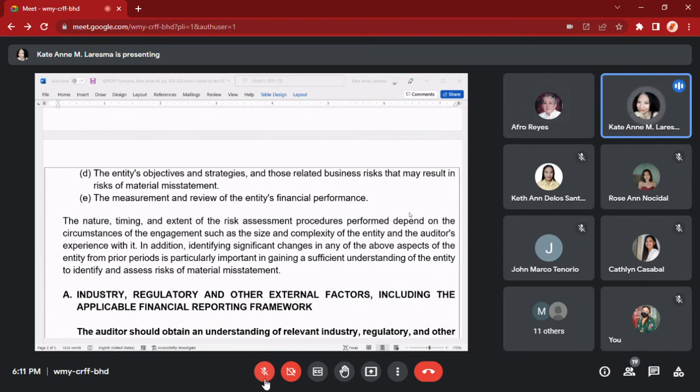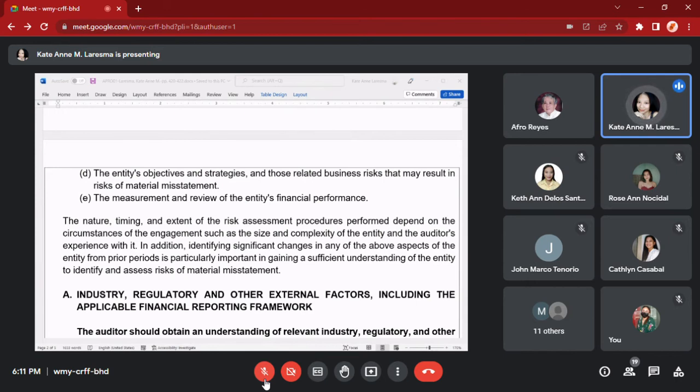Then, the nature, timing, and extent of the risk assessment procedures performed depend on the circumstances of engagement, such as the size and complexity of the entity and the auditor's experience with it. In addition, identifying significant changes in any of the above aspects of the entity from prior periods is particularly important in gaining a sufficient understanding of the entity to identify and assess risk of material misstatement.